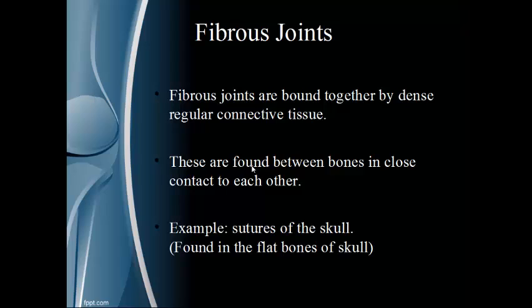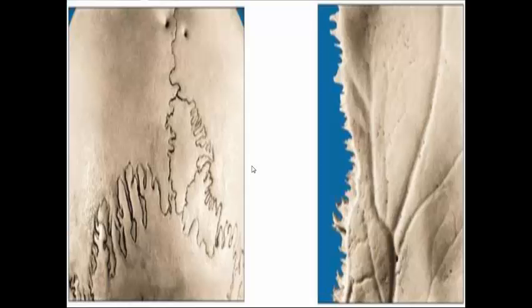The first one, fibrous joints. These are where you have bones held very tightly together by dense connective tissue. These bones are going to be in very, very close contact. A good example of this are the sutures in the flat bones of the skull. This is the only place where you'll find sutures as a joint. So the skull isn't one big piece, it's really one big massive jigsaw puzzle.